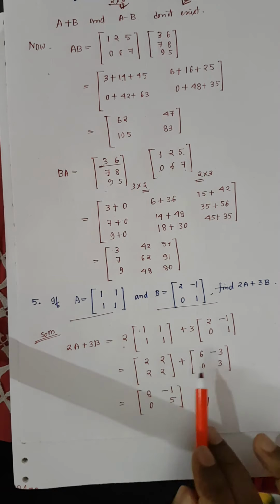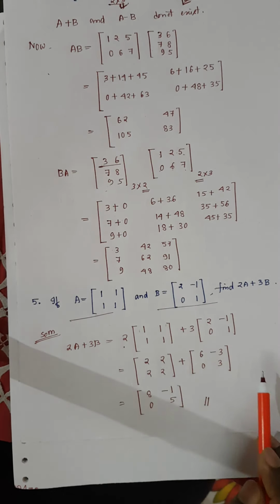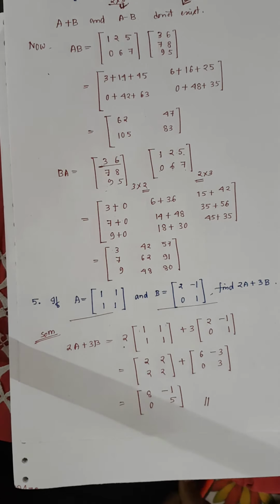After that we'll add the matrices, as they are of the same order, so you can add them or subtract them. So it is now [8 -1; 0 5].